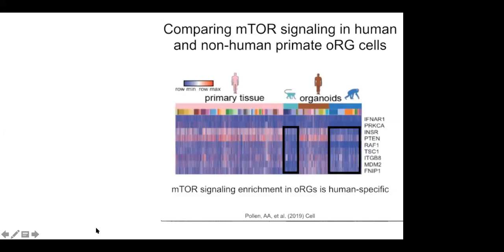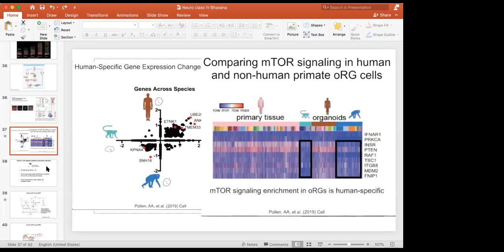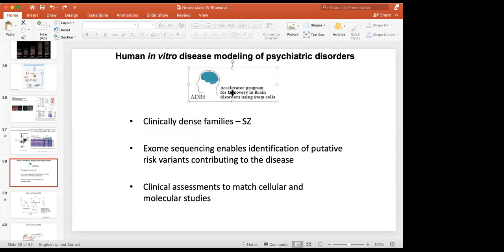So it's now important to study some of these mechanisms from fetal tissue, but given how difficult it is to access those, and to study human brain development and specific disease mechanisms, my own lab will be utilizing the ADBS program resources, where you have clinically dense families.